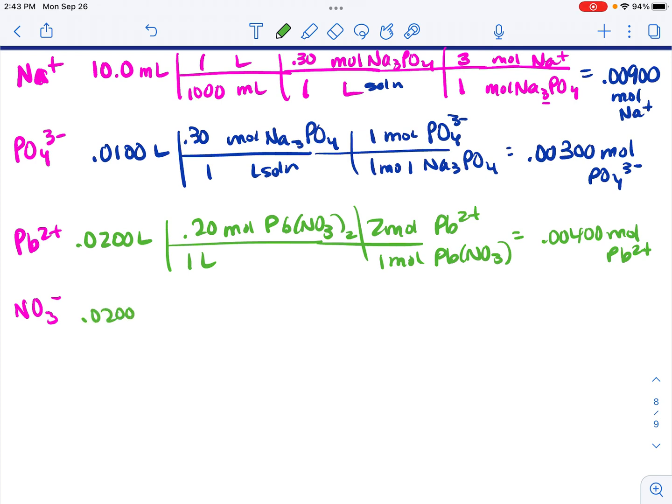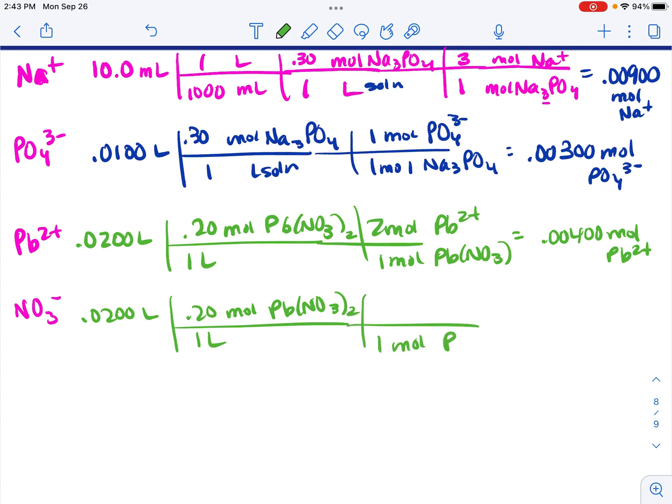I can do the same thing for the nitrate. It's going to look the same at the beginning. For every liter, there's 0.2 molar. But for every 1 mole of lead 2 nitrate, there's, oh, I messed this up. Sorry, hang on. Fix this in your work, right?